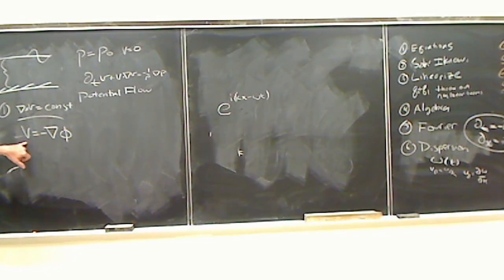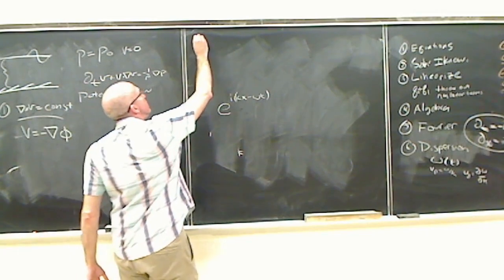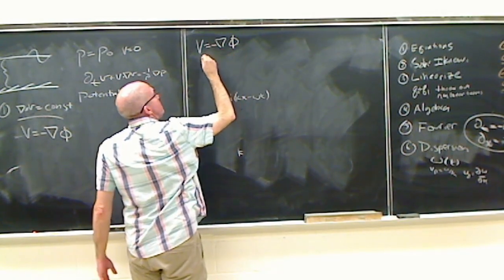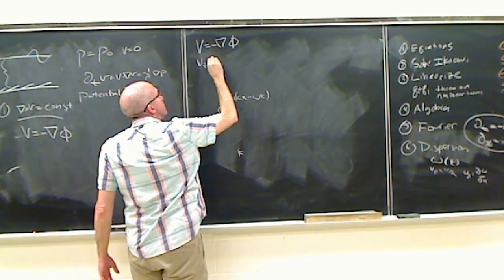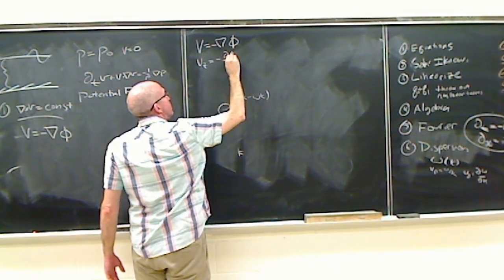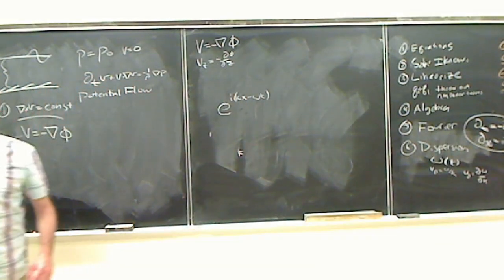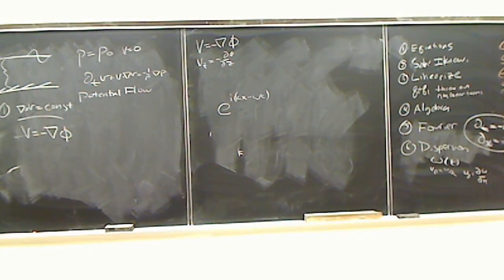So, V is minus grad phi, so phi is my potential. I'm going to write this up over here. V equals minus grad phi. So what that means is that Vz is equal to minus d phi dz. Does that make sense? So the derivative of phi in one direction gives you the velocity in that direction. That's how we define phi.